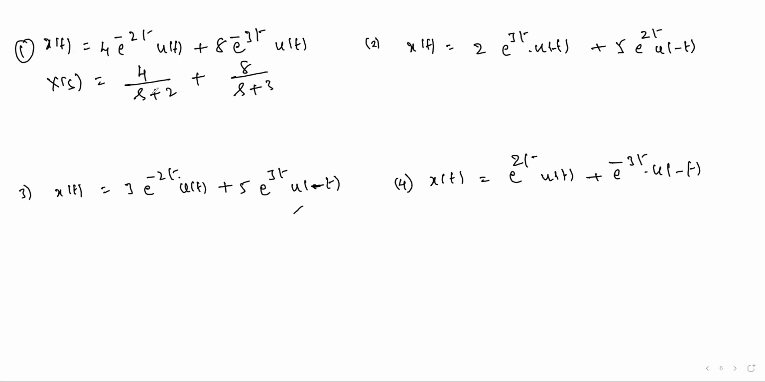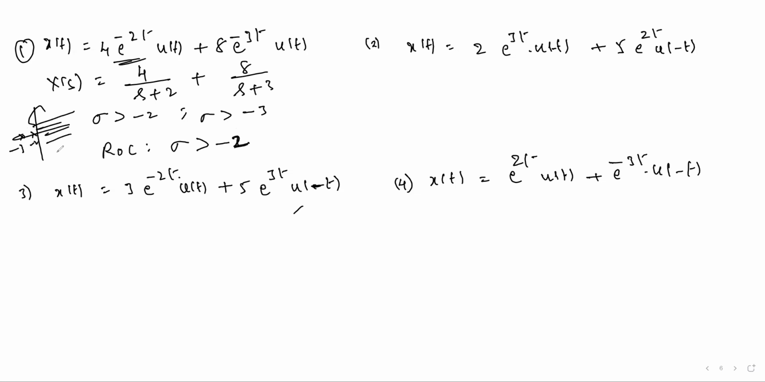So here, first, what happens to the ROC of the first term? This is the first ROC: sigma greater than the pole value minus 2. This is sigma greater than the pole value minus 3. So it is the right side of the rightmost pole. So the ROC is sigma greater than minus 2, since minus 2 is the rightmost pole. Consider only the magnitude, not the j omega. Simply on the S plane, minus 2, minus 3, right side of the rightmost pole.